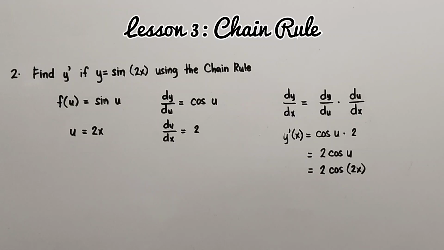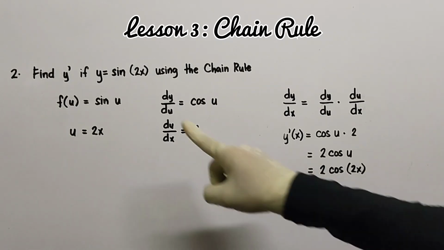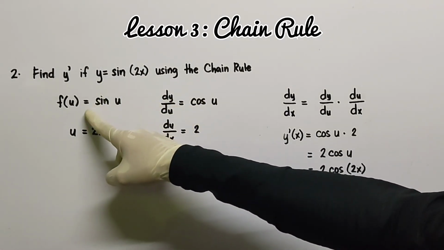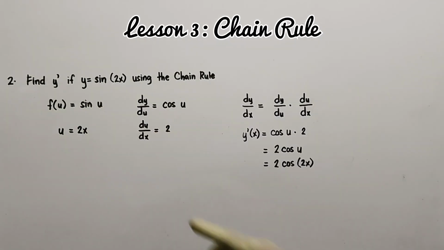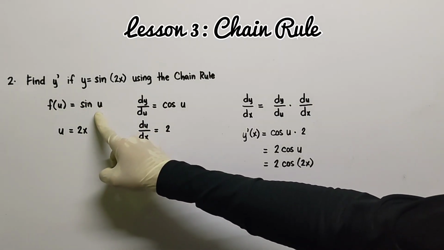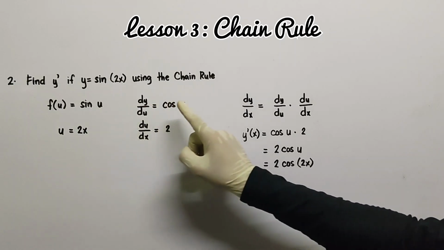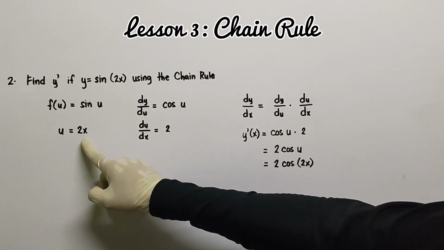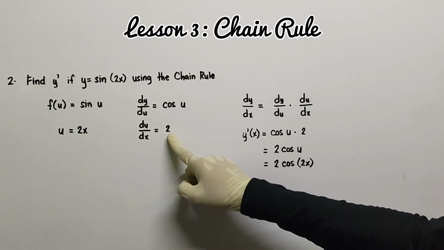Find the derivative of y if y is equal to sine 2x using the chain rule. So we will let u equal 2x. So this one is in the form sine u. And the derivative of sine u in the trigonometric equivalence is cos u. And the value of our u is 2x, so the derivative of 2x is 2.